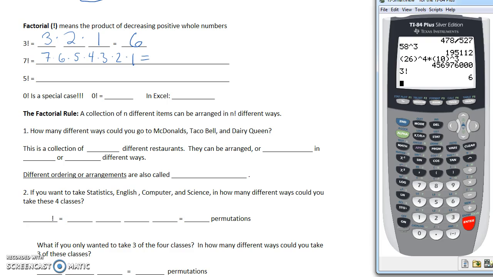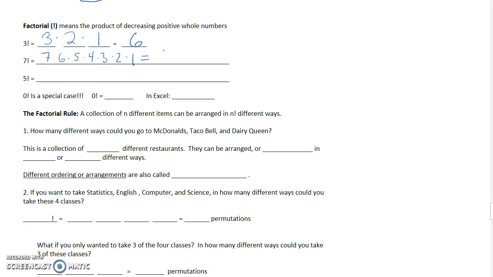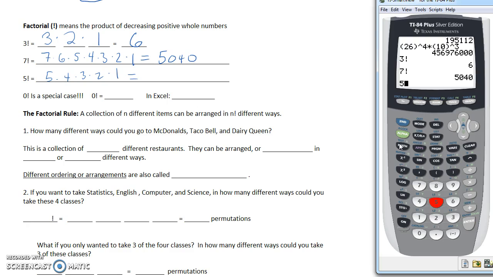So 7 factorial is 7 times 6 times 5 times 4 times 3 times 2 times 1, but I don't want to do that by hand, so let's do it on the calculator. So 7, math, arrow over to probability, select number 4, and hit enter, and that's 5,040. All right, and finally 5 factorial, 5 times 4 times 3 times 2 times 1. I'm not going to do that by hand. Again, we're just going to hit 5, math, arrow over to probability, and select number 4. And that is 120.